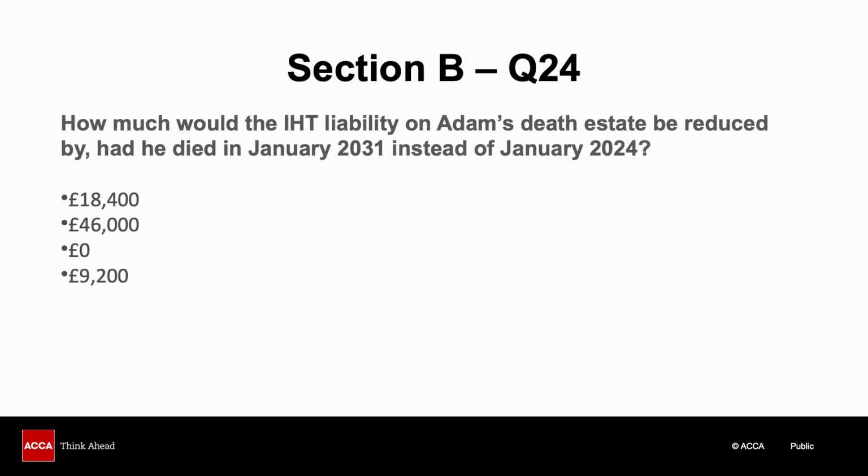So question 24 is asking us about how much the inheritance tax liability on his estate is going to reduce had he died in January 2031 instead of January 2024. So that is a 7-year difference, and hopefully you spotted that it was 7 years, and you're thinking 7 years is a magic number for inheritance tax purposes. So what does surviving another 7 years make? What difference does that make to his death estate, to his liabilities?